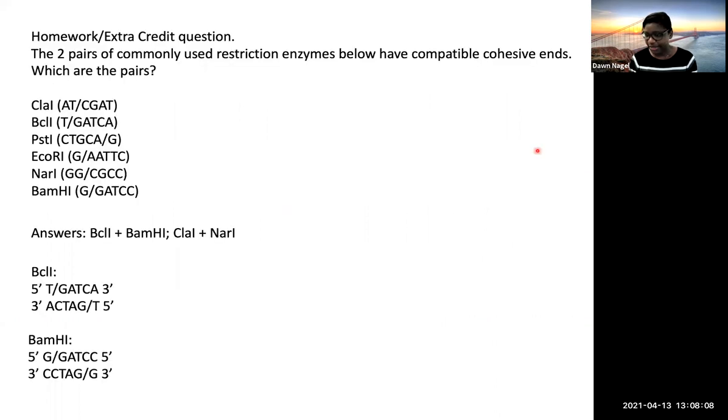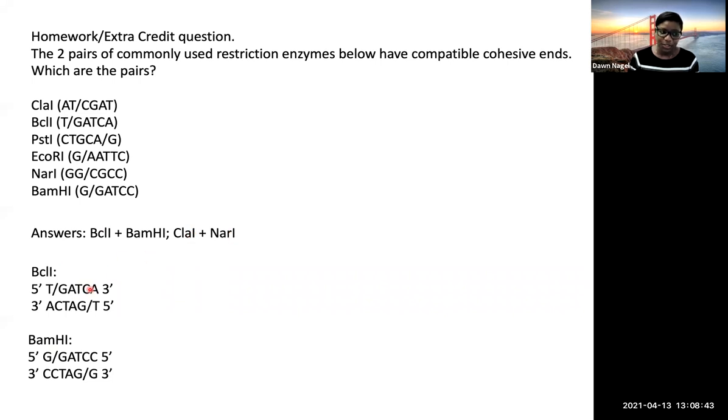So the other question that I asked about, which is more about restriction enzymes, is we had these questions where you have two commonly used restriction enzymes. Initially, when I wrote this question, I had 3 and I removed 2. So if you listed 3, I just graded the 2 that were correct, because only 2 of them should have been correct. So you have 2 pairs of commonly used restriction enzymes, and you need to figure out the compatible ends, right? And the answer would have been BclI and BamHI, or ClaI and NarI, okay?